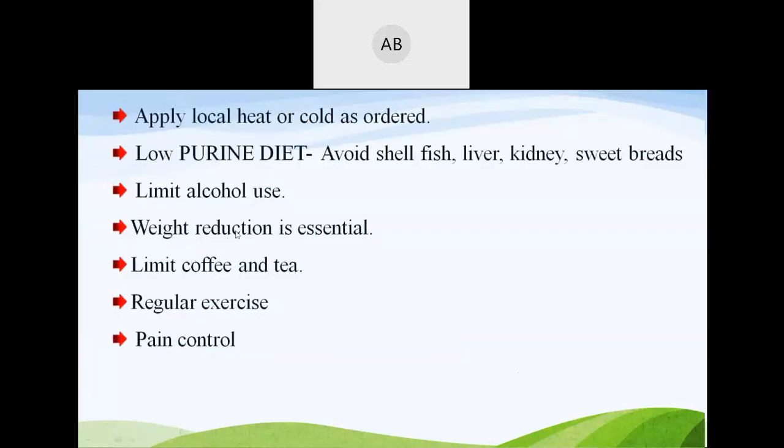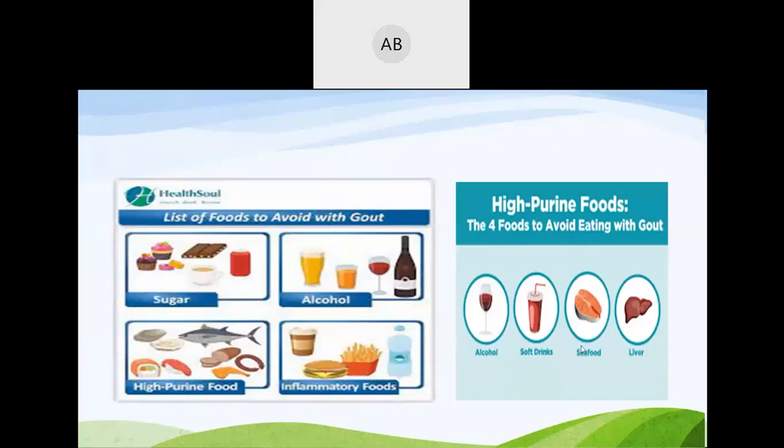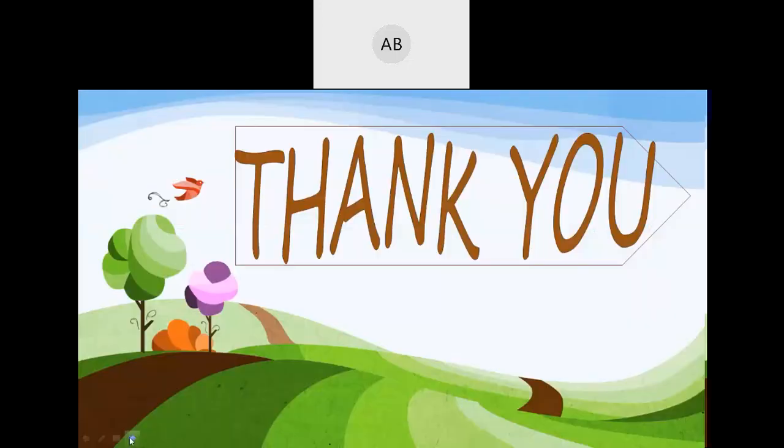Next, ask the patient to avoid drinking alcohol, to quit smoking, and if they are obese, to reduce weight. Limiting coffee and tea is essential. Regular physical exercise and pain control. Next, the most essential part is a low purine diet. Tell the patient to take less protein or purine in the food. That is, they have to reduce the intake of shellfish, liver, kidney, sweet beans, soft drinks and seafood. All this high purine containing food has to be reduced by the patient.